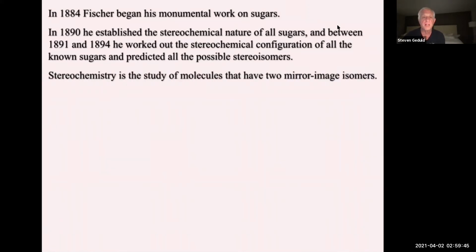Stereochemistry is the study of molecules that have 2 mirror image isomers. That means they're not superimposable. Those are mirror images. You can't take one and lay it on top of the other and superimpose it. It's like looking at your right and left hands. Your right and left hands are non-superimposable mirror images. They look the same, like looking in a mirror between the 2 hands, but you cannot position your hands in any way, shape, or form so that they're exactly on top of each other. That's what they mean by non-superimposable mirror images.